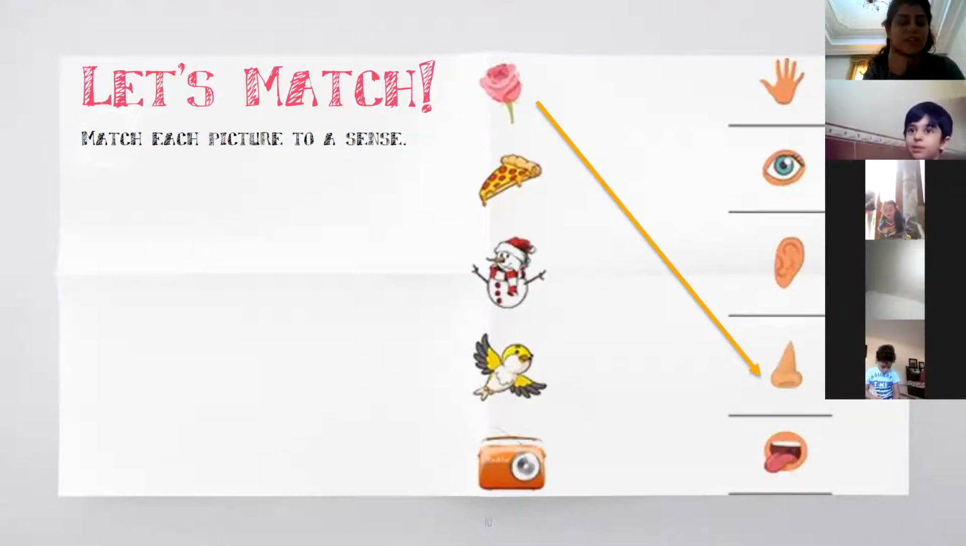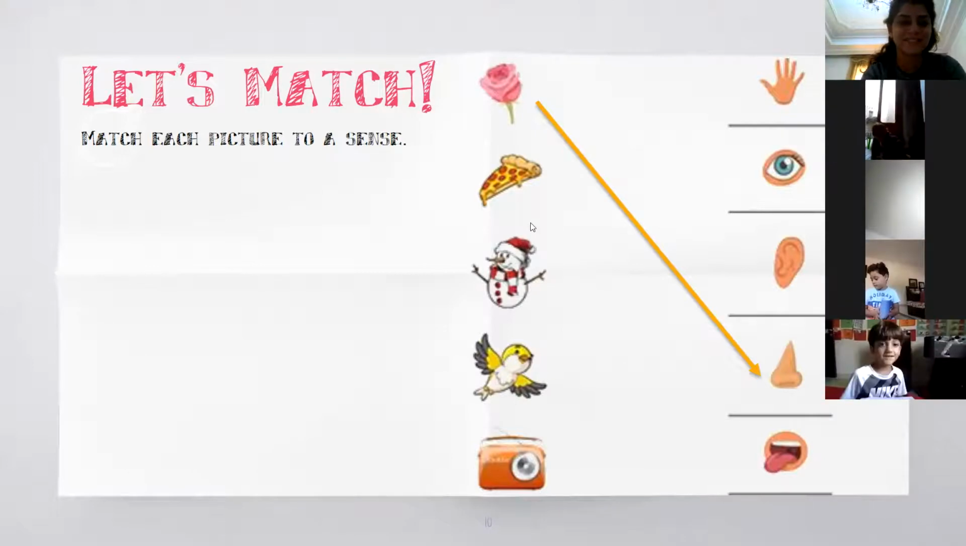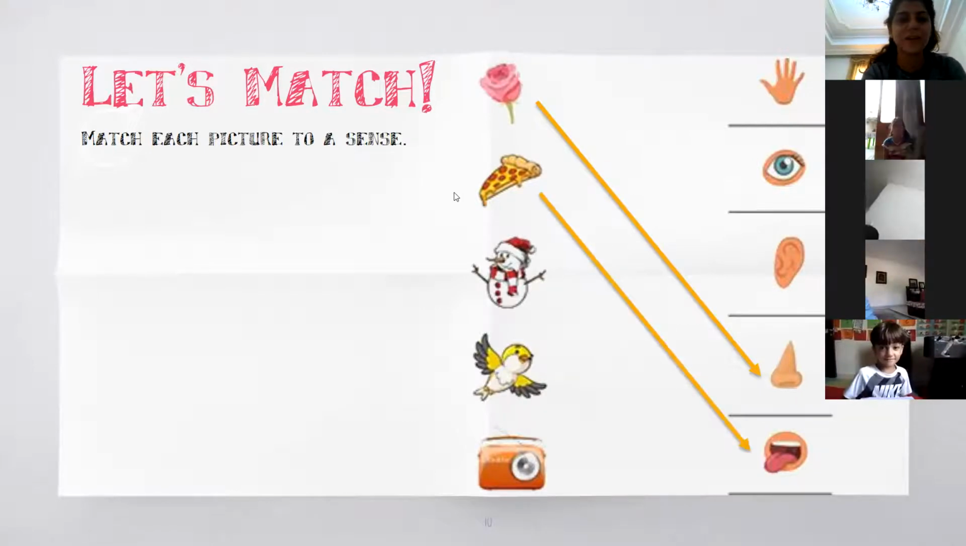Pizza, do we hear the pizza? Do we use our ear for the pizza? No. What do we use? To taste. So our tongue, yeah, Zain, to taste. Thank you. Now I said I'm going to choose Samir, right? Samir, then Karim.